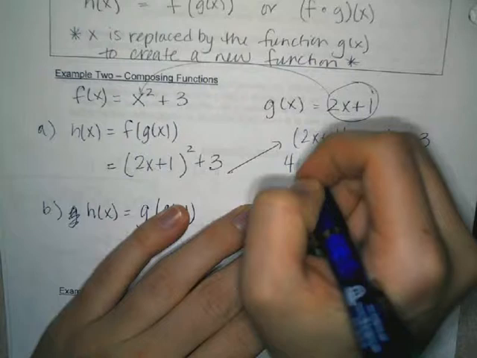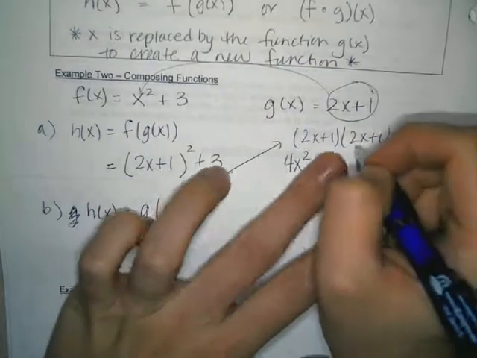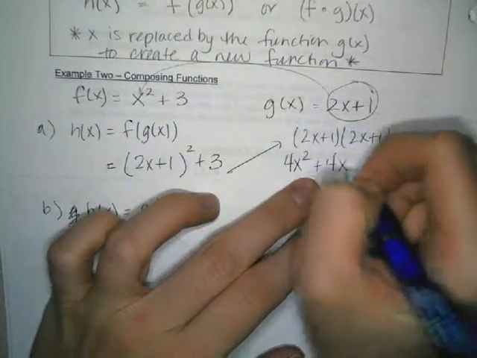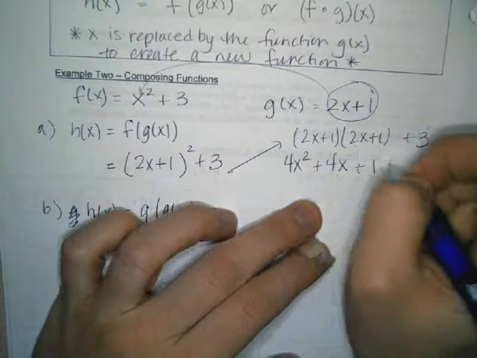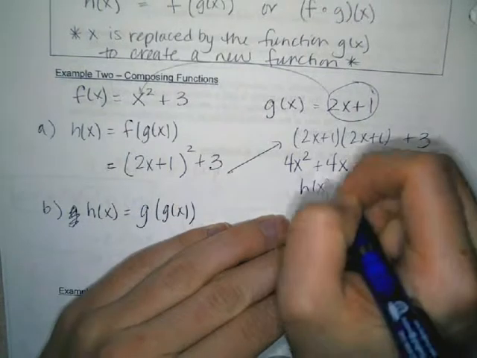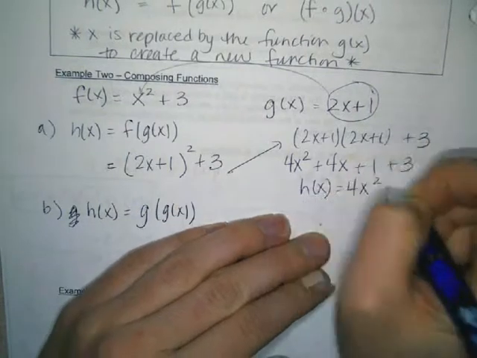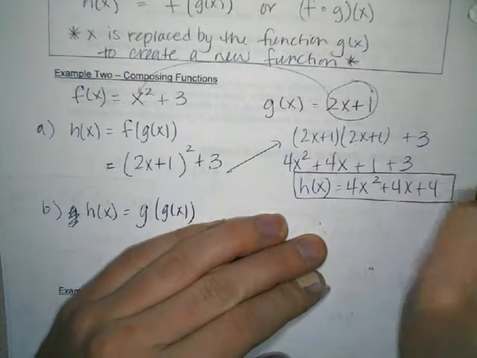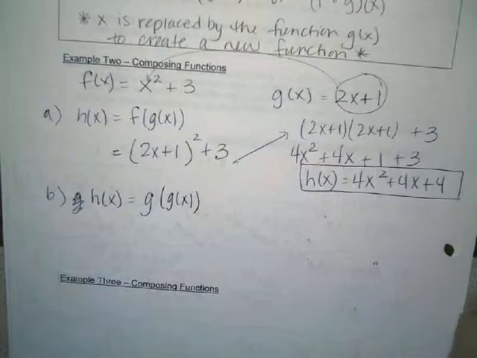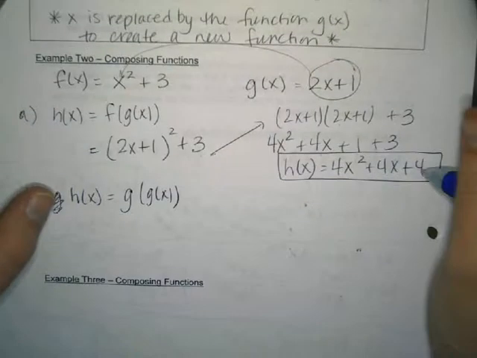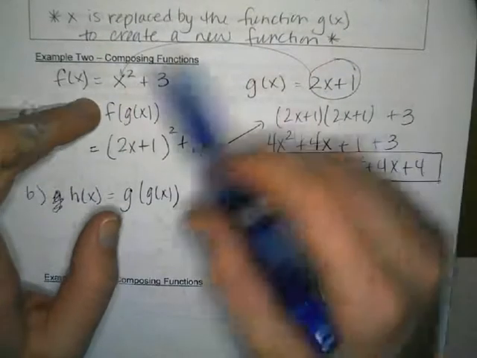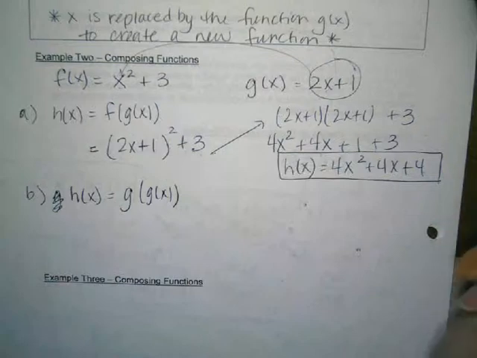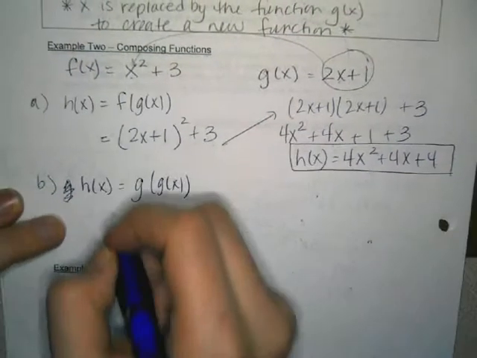First terms give me 4x squared. Outer and inner give me 4x. 1 times 1 gives me 1. So I get h of x equals 4x squared plus 4x plus 4. Okay? But again, we got to this new function by plugging in g of x for x in the original. Let's do another one here.